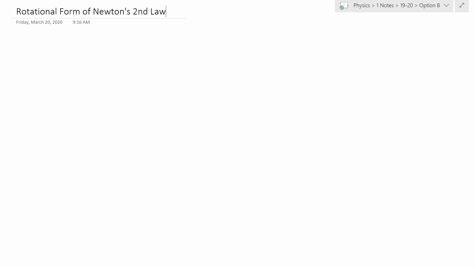All right, there is a rotational form of Newton's second law that we're going to be using a lot in this topic, and it looks a lot like the old one. Sum of the forces equals mass times acceleration.